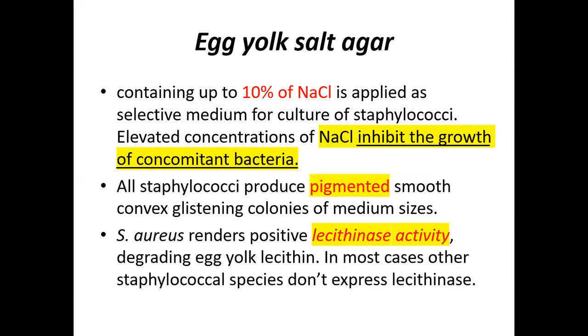For cultivation of Staphylococcus, egg yolk salt agar can be applied, and it contains 10% of sodium chloride. And sodium chloride inhibits the growth of contaminant bacteria. That means that salt agar is comfortable only for Staphylococci. Other bacteria can't grow on the salt agar. That's why if something grows on salt agar, it must be Staphylococci. All Staphylococci produce pigmented, smooth, convex, clustering colonies of medium size. Staphylococcus aureus renders positive lecithinase activity, degrading egg yolk lecithin. In most cases, other staphylococcal species don't express lecithinase.